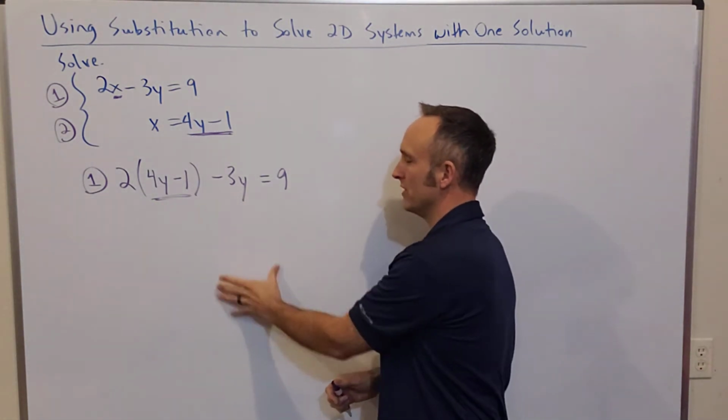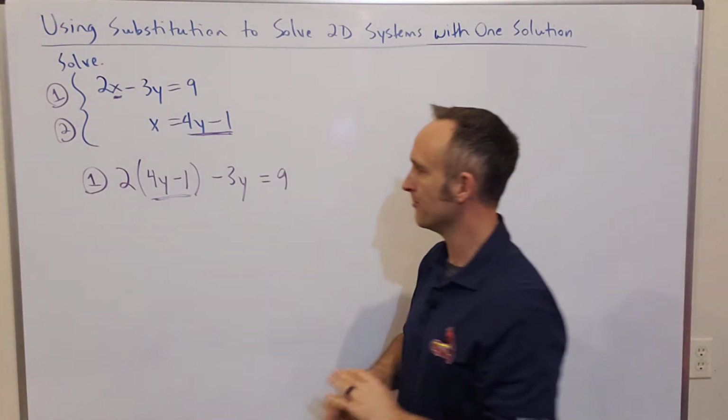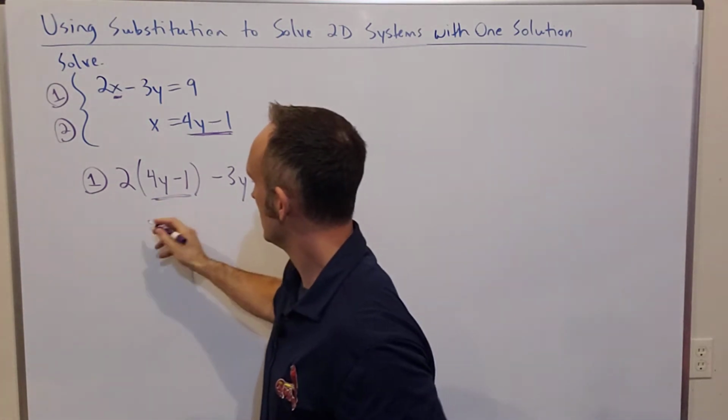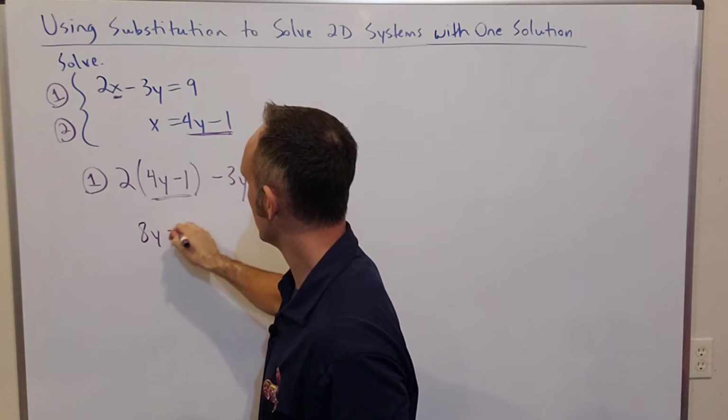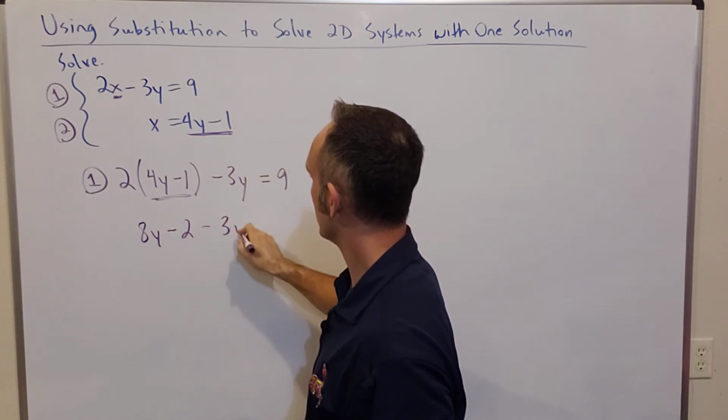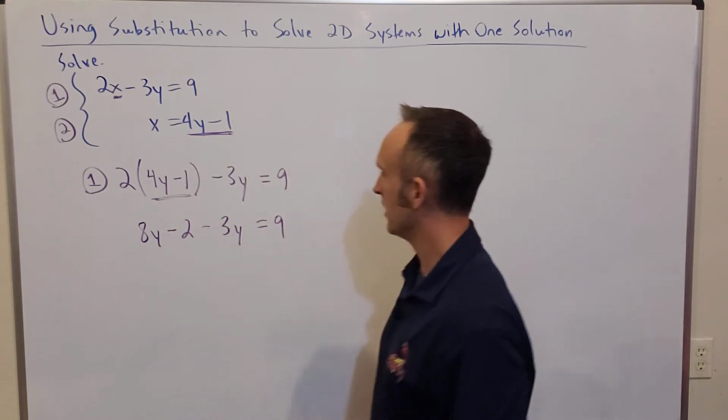So now if we solve this, we're going to get the y part of our ordered pair. So I'll distribute my 2 to get 8y minus 2 minus 3y equals 9.